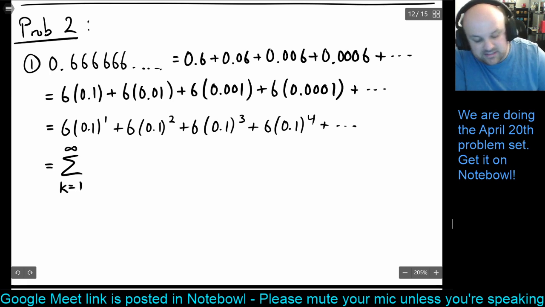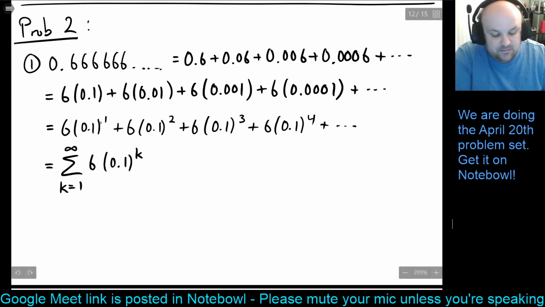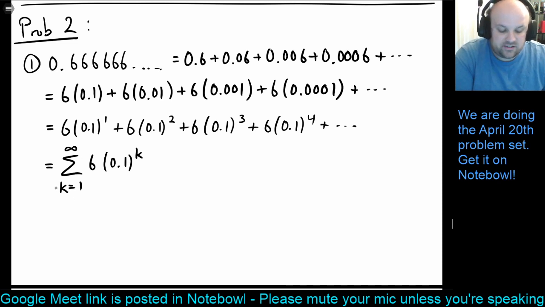Now, as it stands, the pattern looks like this. Since we have a 1 here, then a 2, then a 3, then a 4, this series starts from k equals 1 to infinity, because again, we're starting with the first power of something. Again, there's a way to rearrange it so you can start at 0, but I think this is easier to wrap your head around.